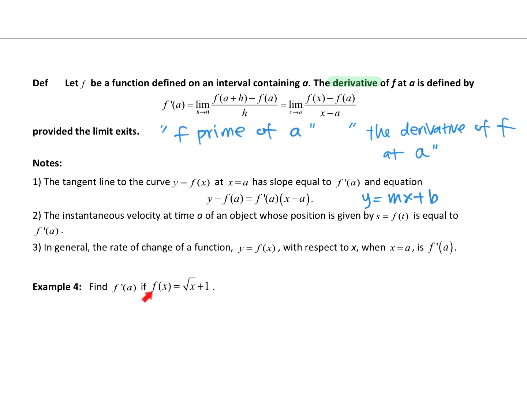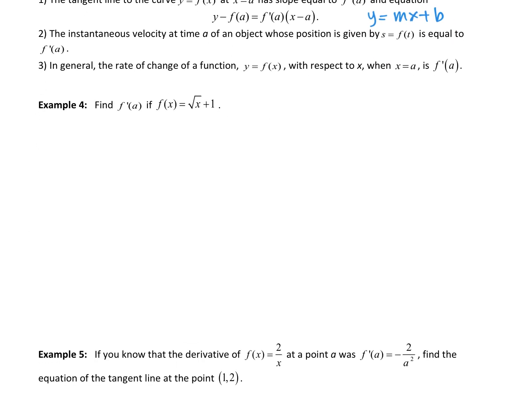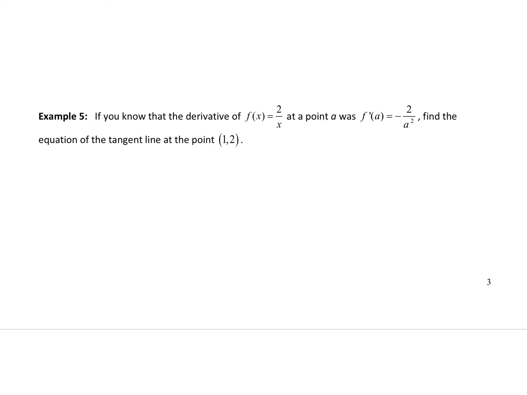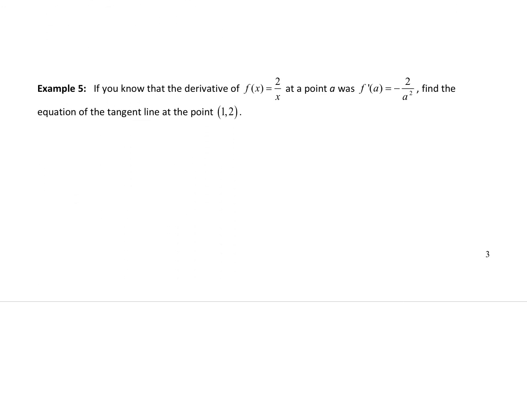I'm going to have you pause and work on example 4, to find the derivative. Basically, it's find the slope of the tangent line, right? Once you're done with example 4, let's look at example 5. It's kind of similar to what we just did. If you know the derivative at the point, they already gave you the derivative, so I don't have to find it myself.